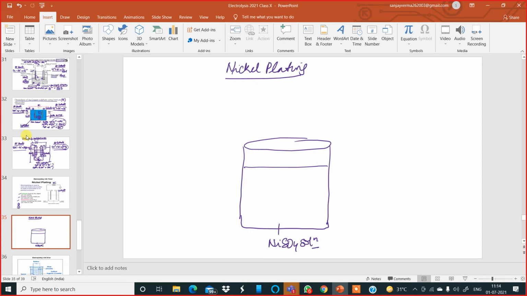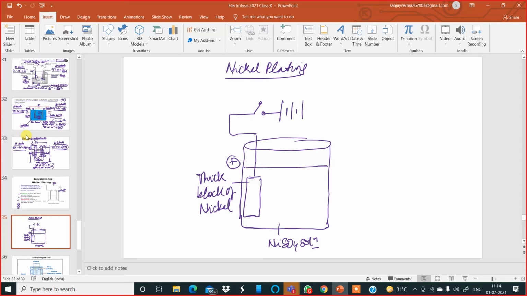Now on the anode side, we tie up the anode, which is made up of a thick block of nickel metal. Then I connect it to a switch, and then I connect a battery like this, plus minus. Then on the other side I can take an iron nail, or a screw. You know what is a screw?